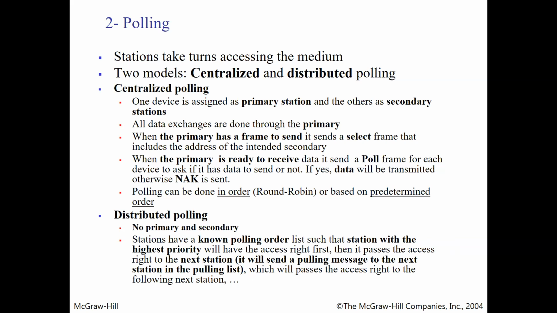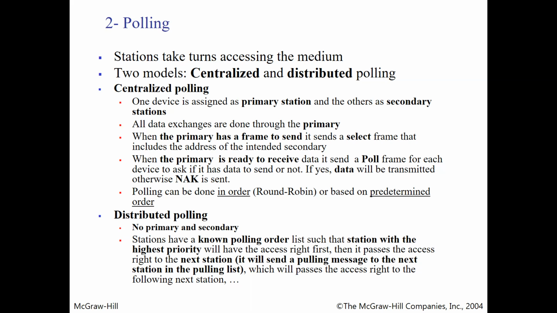This is when primary is sending the data. But if it's the other way around, instead of sending the data, the primary station is required to receive the data. What it will do, it is going to send a frame called a poll frame to every device, or rather I would say every secondary device, asking those secondary devices if they have any data to send or not. If any secondary station is having some data to send, it will transmit to the primary station. Otherwise, the secondary station will simply send a NAK frame. No acknowledgement. Meaning, there is nothing that that particular station is having to send.